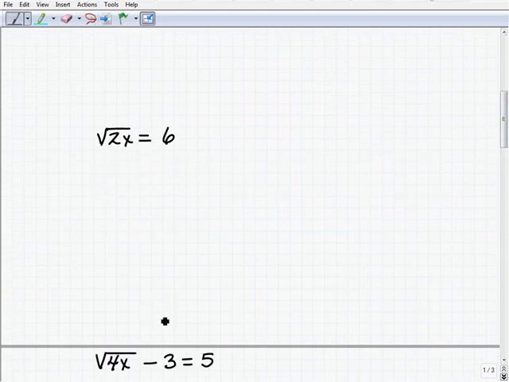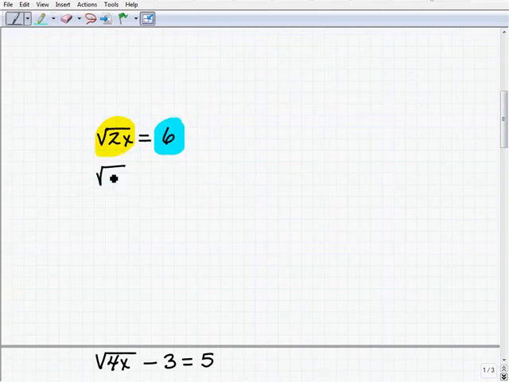Here, once again, the radical is isolated. It's all by itself, and that's what the term isolated means. It's all by itself on the left-hand side. We have our number over here, so let's go ahead and square both sides. So you want to write it this way.